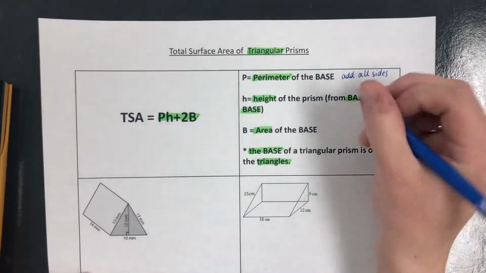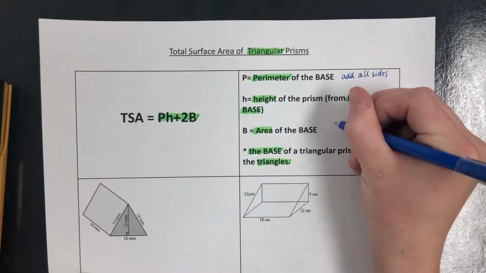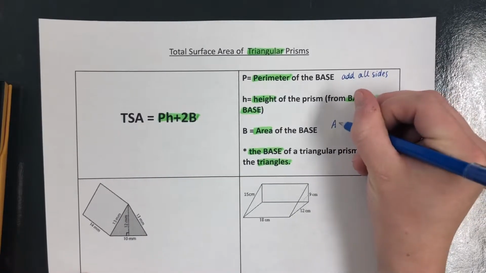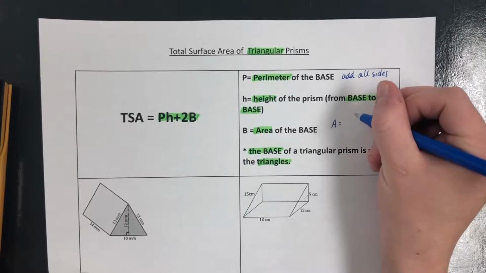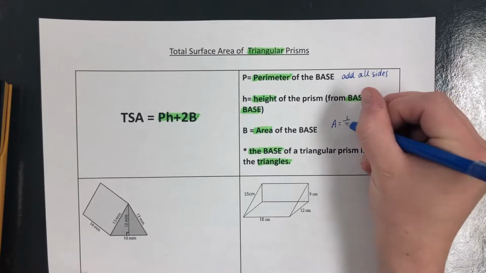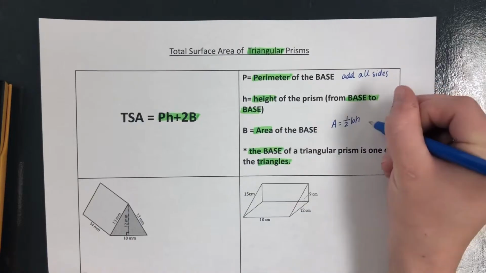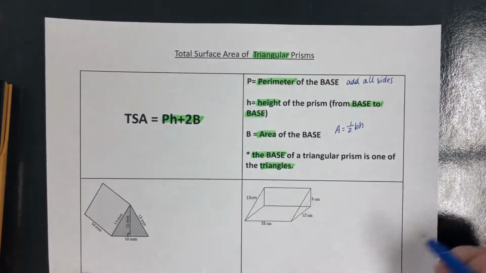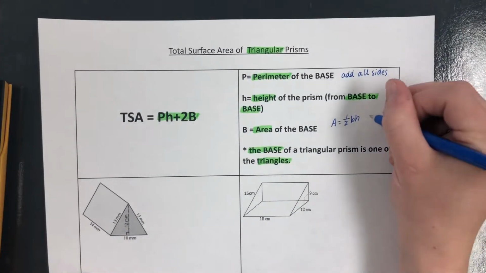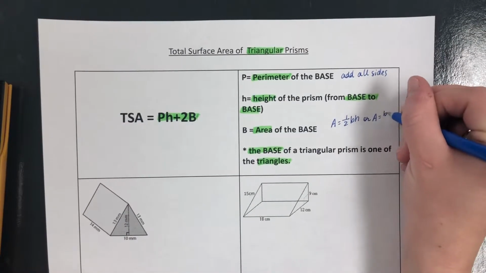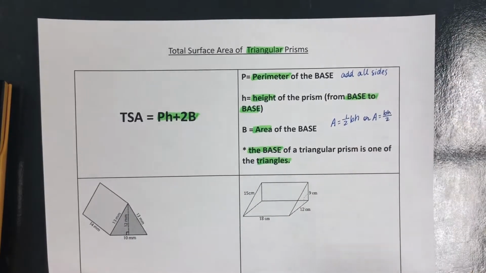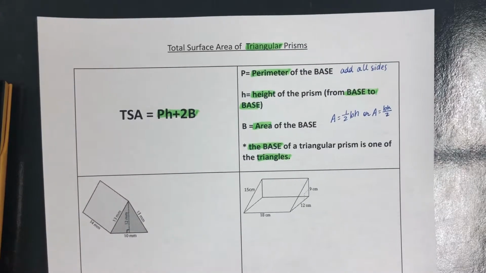And this time, since our base is a triangle, that means that we have to use a different formula. We have to use the formula that is listed on our formula chart for triangles, which is 1/2 base times height. So 1/2 little bh. Or we can use base times height divided by 2. Either way, it is going to get you the same thing.